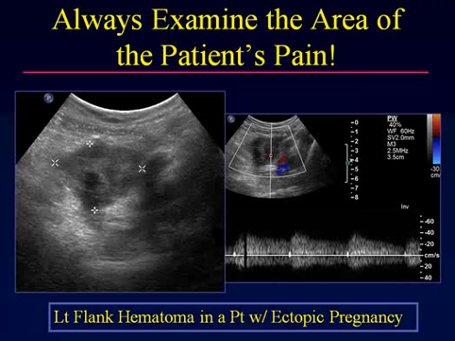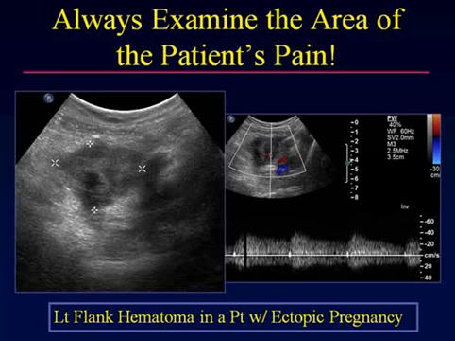And again, this looks like a pregnancy in the adnexa. It just looks like an adnexal hematoma, but it was in the upper abdomen. So again, intra-abdominal ectopic pregnancy is extremely rare, but it is absolutely critical that you always examine the area of the patient's pain, because that is where the pathology is likely to be.